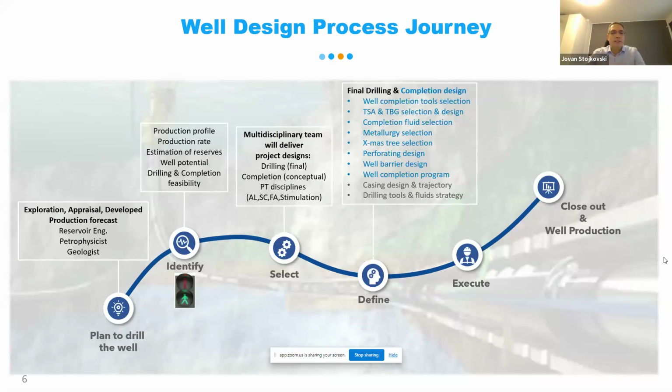Just to take an example, the completion tools delivery time is approximately 20 to 25 weeks. For the Christmas tree, if we already have a contract with the supplier, this time can be around 6 months, but in some cases, if we go beyond our standard, it can go up to 1 year, depending on the metallurgy, the pressure rating, and the system complexity. So whenever we finalize this in the define phase, we are in the process to execute, but we need to wait until all these completion tools, the drilling tools, and the tubulars come.